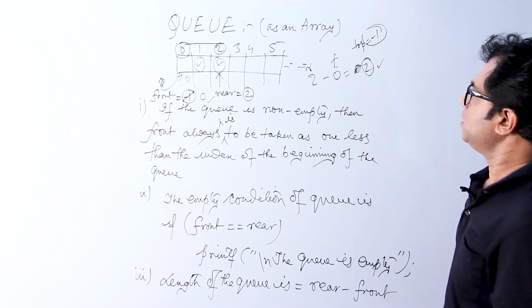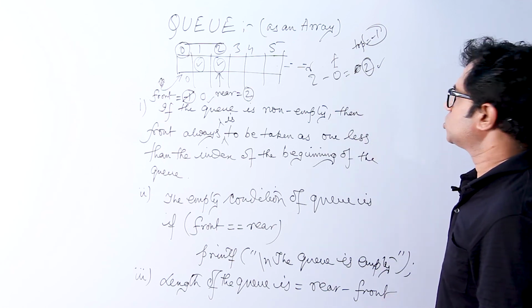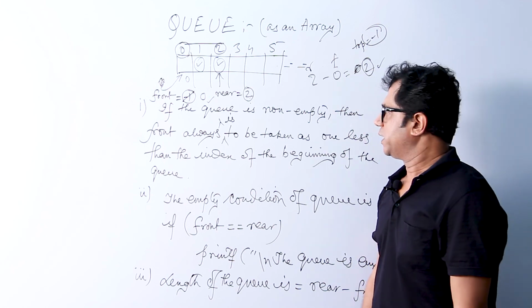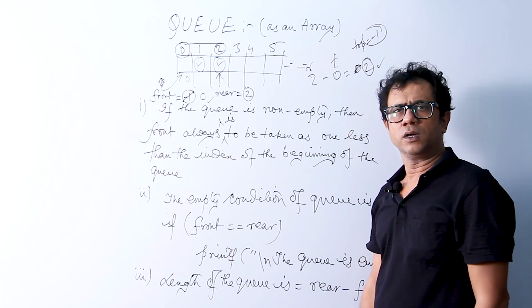So these are a few important points to start with in the overview part of the Q description.